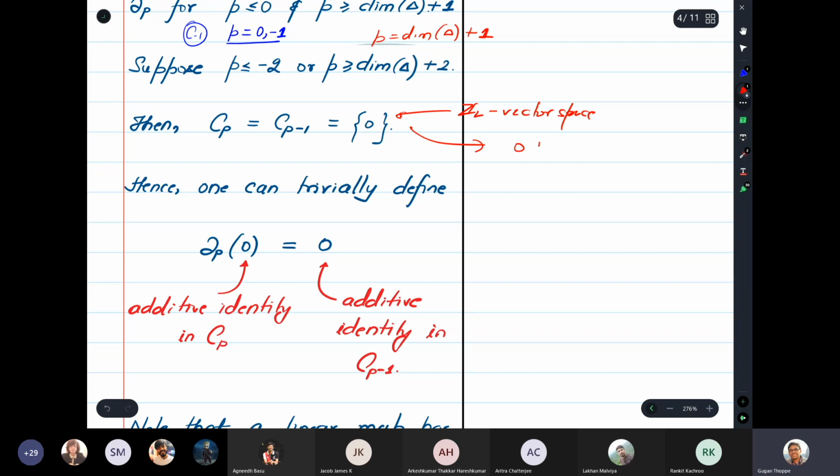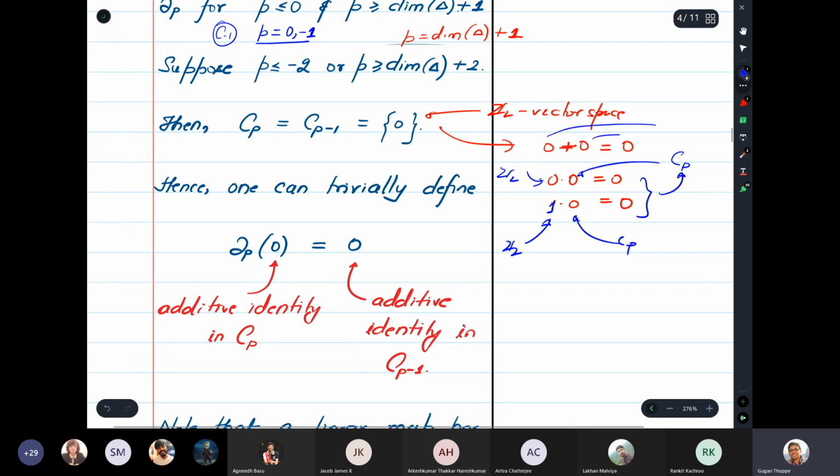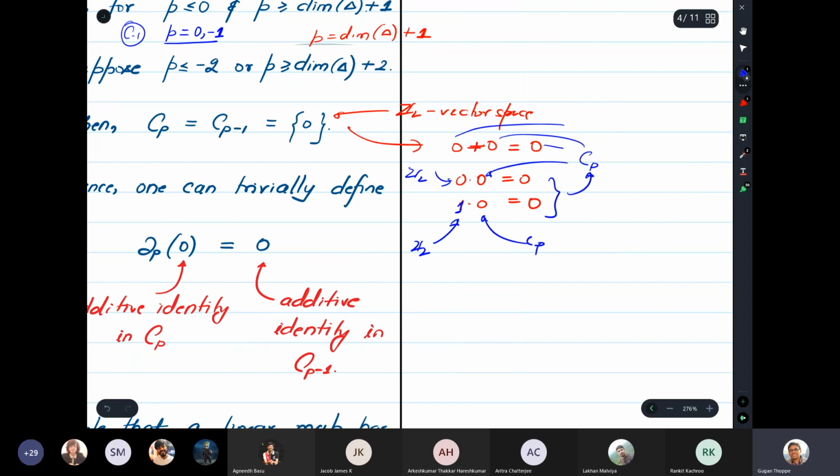The addition operation is defined in this fashion: 0 plus 0 is 0, and 0 dot 0 is 0, and 1 dot 0 is 0. So this is the scalar multiplication operation, and this is the addition operation that we are defining. Again, it should be clear that this 0 is from Z2, whereas this 0 is your 0 from C_p. Similarly, this one is from Z2 and this is from C_p, and these zeros again are from C_p. Similarly, these 3 zeros that we have written over here are also from C_p. I hope this is clear.